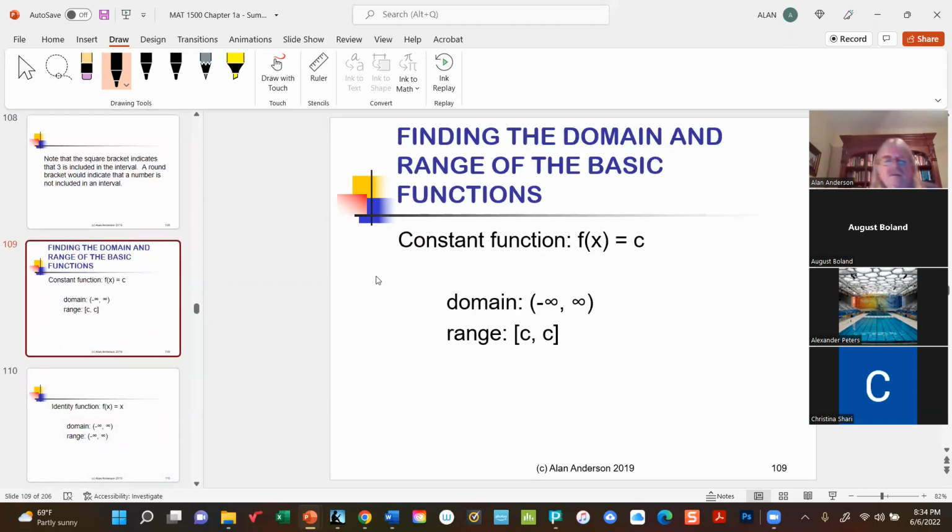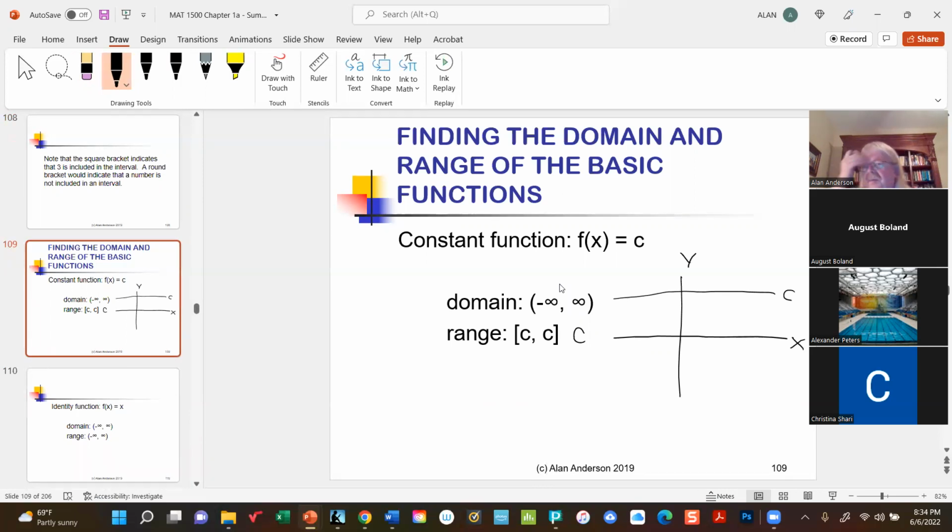So for the constant function, this one, let me draw that a little better. Sorry, I've got this tablet in my lap. I have to be more careful with it. It's not sitting on a desk like it should be. There we go. So all the x's can be substituted into this function, but the output can only be c. So we're writing it in a very strange way, c comma c, or you could simply write it as c. The range is that single value c, whatever it happens to be. But for the domain, there's no value of x that would cause problems for this function.